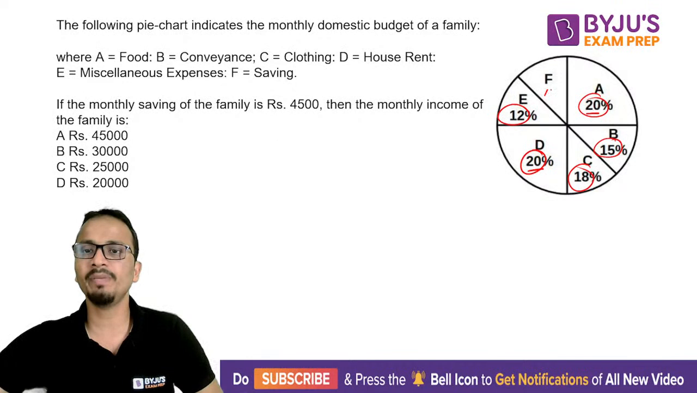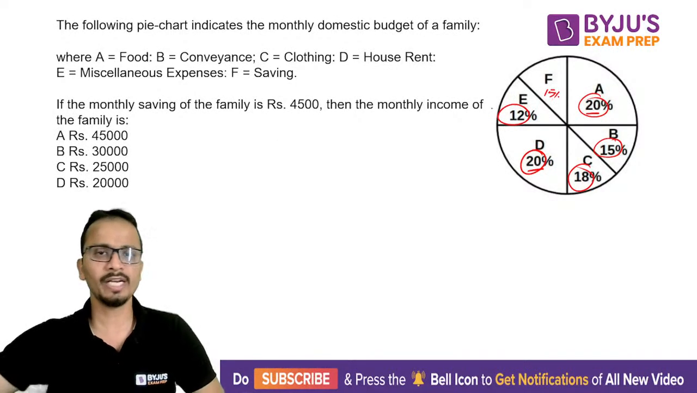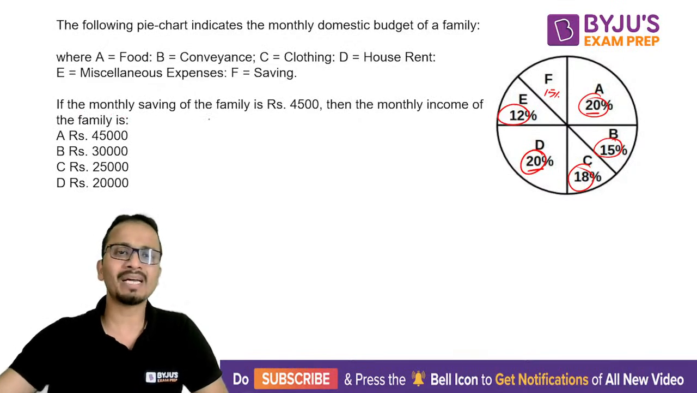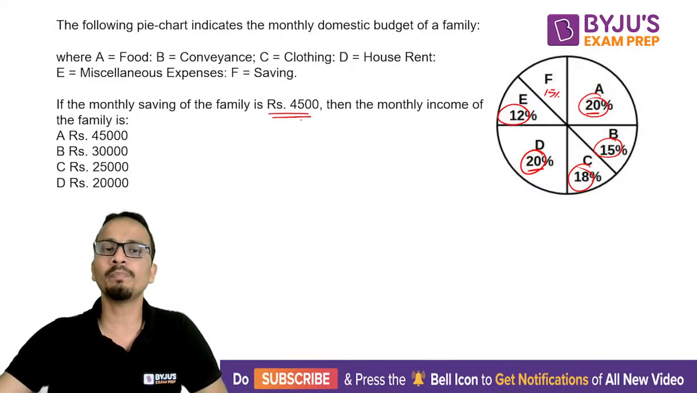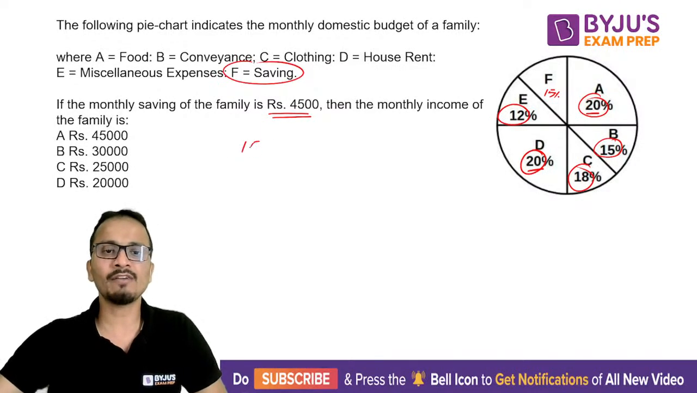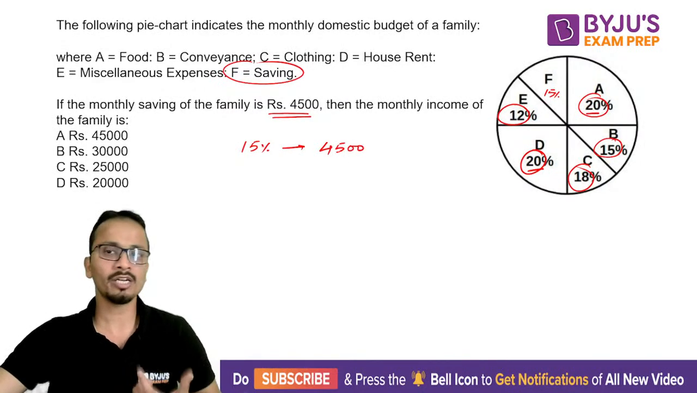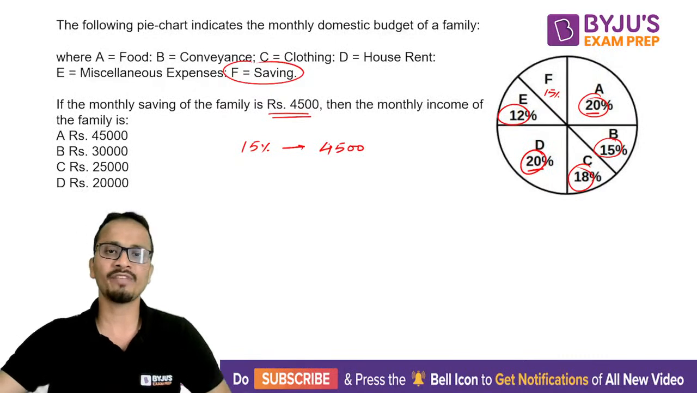So F will be 15%. Now in the question they are saying that the monthly saving of the family is rupees 4500, and savings is F. So I can say that 15% corresponds to 4500. 15%, which is the head on savings, corresponds to 4500.